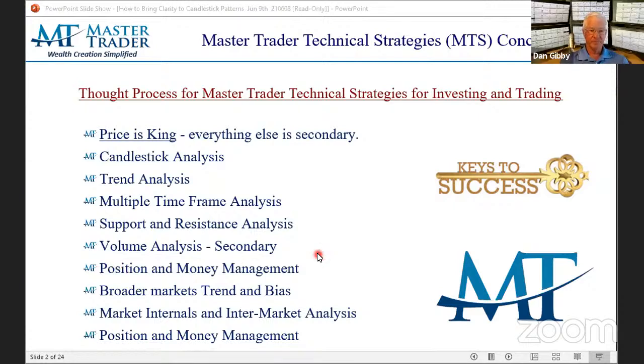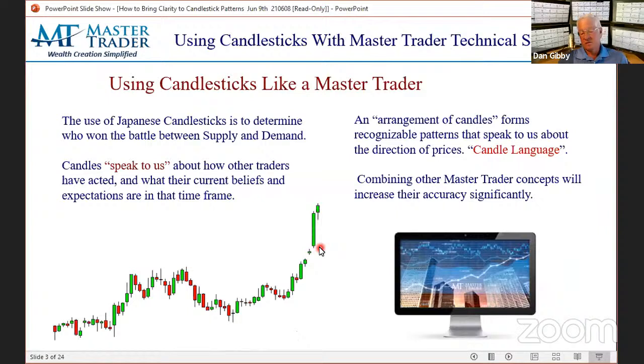Not meaningless, but secondary. And we also are always looking at the broader markets, market internals, and then we put that picture and say, this is a high probability trade. We enter with proper position size and then manage it in accordance with our trading plan rules. That's what trading is all about. It's that simple. Let's start with some basics here.